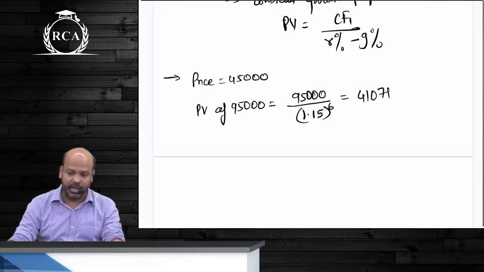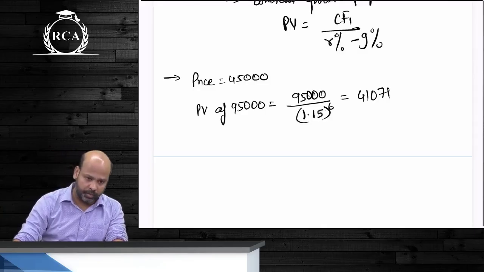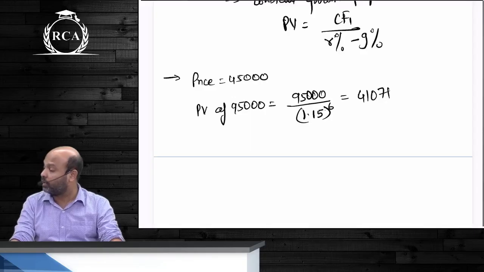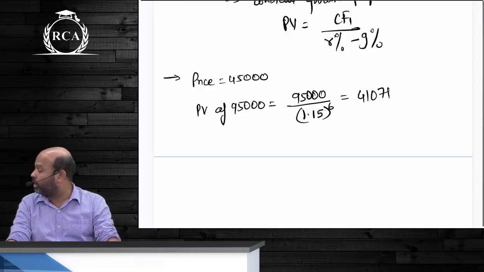How to calculate that? We will discuss later, guys. There's something called as internal rate of return. We will be learning it. But as of now, if you buy that investment at 45,000, our return will be less than 15%. Are we clear about this?